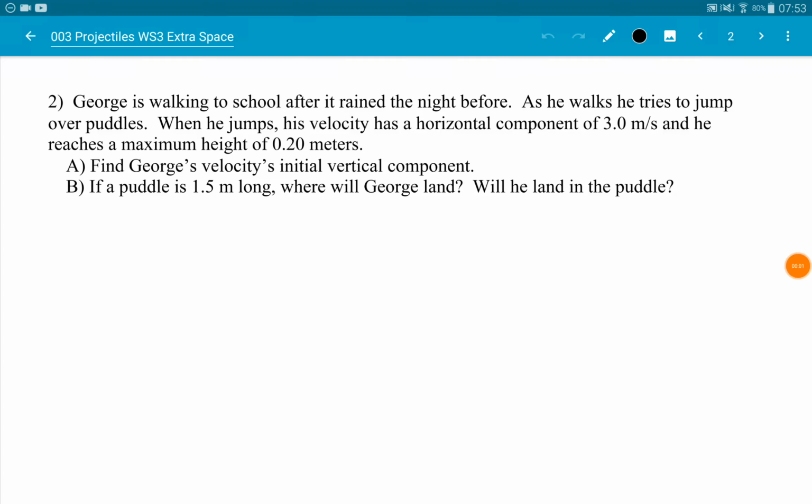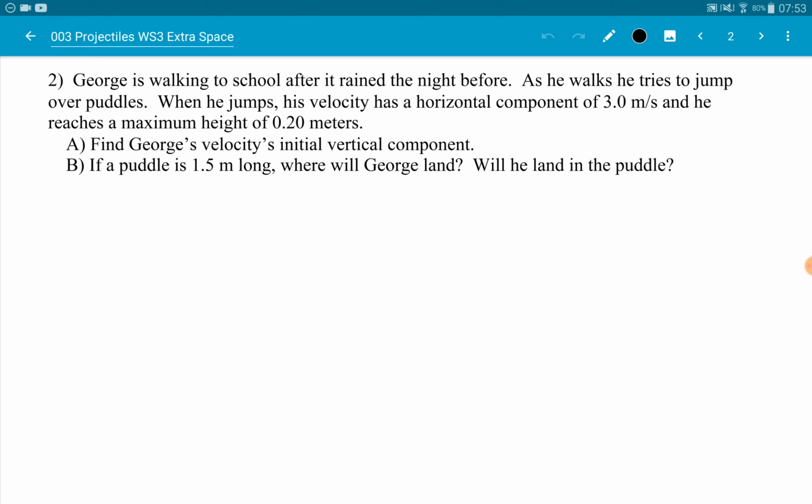Welcome back. We're in Projectiles unit, worksheet 3, number 2. George is walking to school after it rained the night before. As he walks, he tries to jump over puddles.